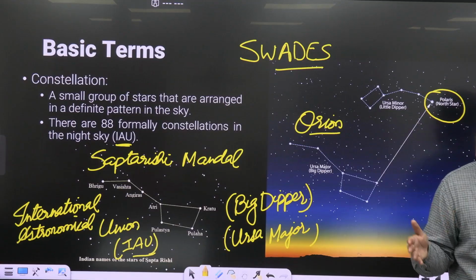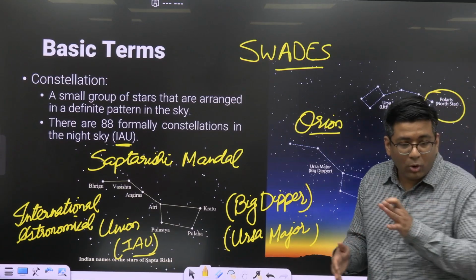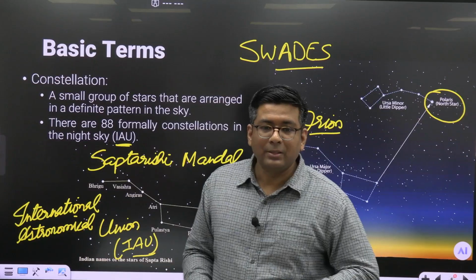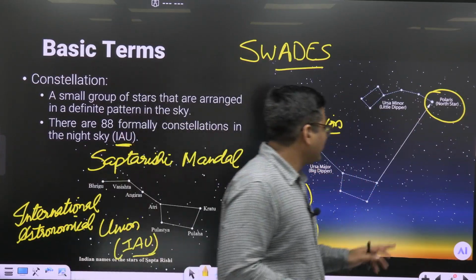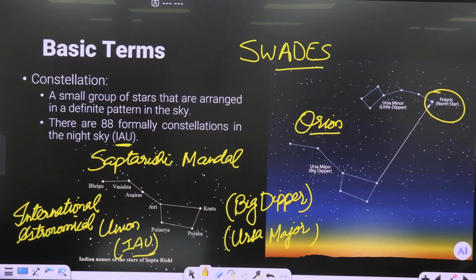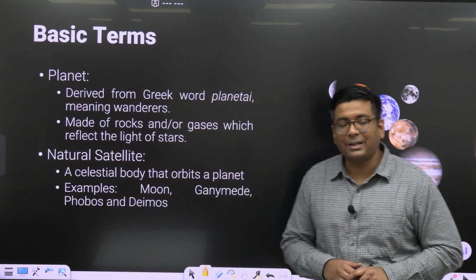All the trekkers in the world who go trekking through the forests, not the mountaineers, basically know this. So that is the utility of the North Star. We'll be talking about it as well. Understood? Now the next thing: planets and natural satellites.